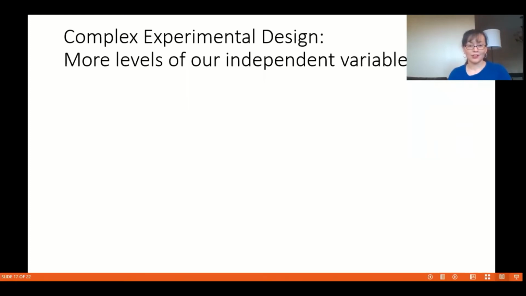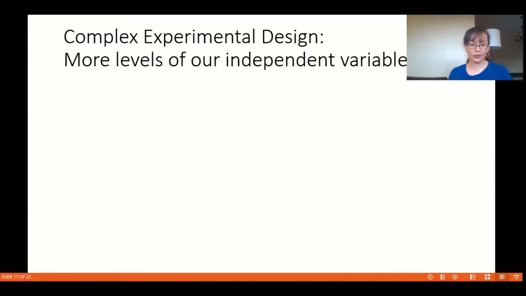And so in this last section of lecture, we're going to talk through some complex experimental designs. Specifically, we're going to talk about two different kinds of designs. At the end of today, we're going to have two basic kinds of experimental designs and two more complex kinds of designs. So I'm going to talk you through these two different kinds of more complex design.